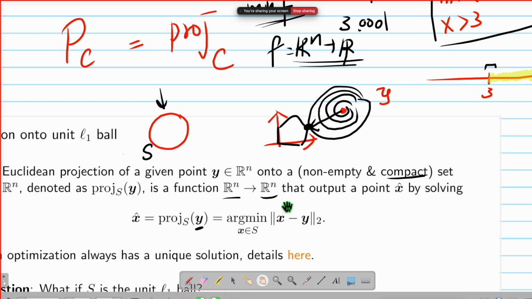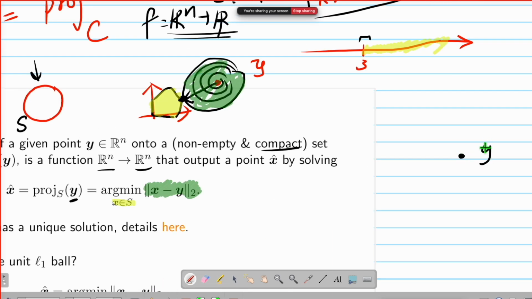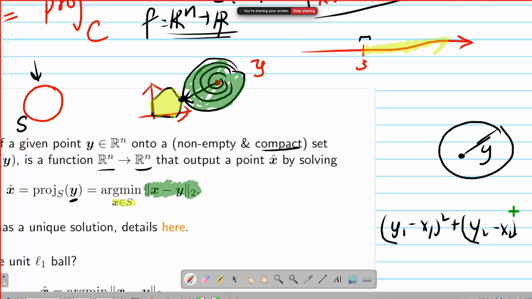By what? By solving this problem: find, among all the x inside S. This part means look at all the yellow region, because the yellow means all the x inside the set S. This green part means find the smallest circle, where the radius is the norm of x minus y. So you find the smallest circle such that this is true. Let me recap. You have a point y here, and then you draw a circle. What is this circle? It is all the points where (y1 minus x1) squared plus (y2 minus x2) squared and so on equals the radius squared. This is an equation of a circle, right?